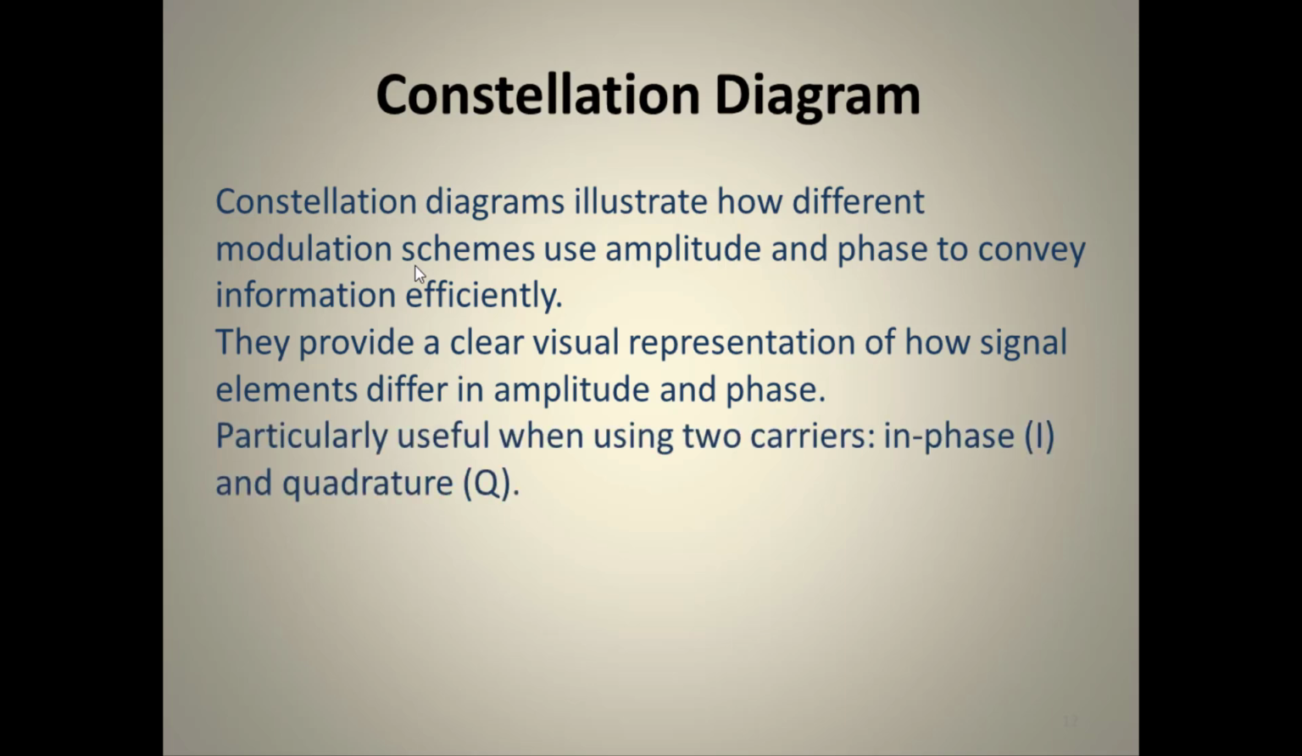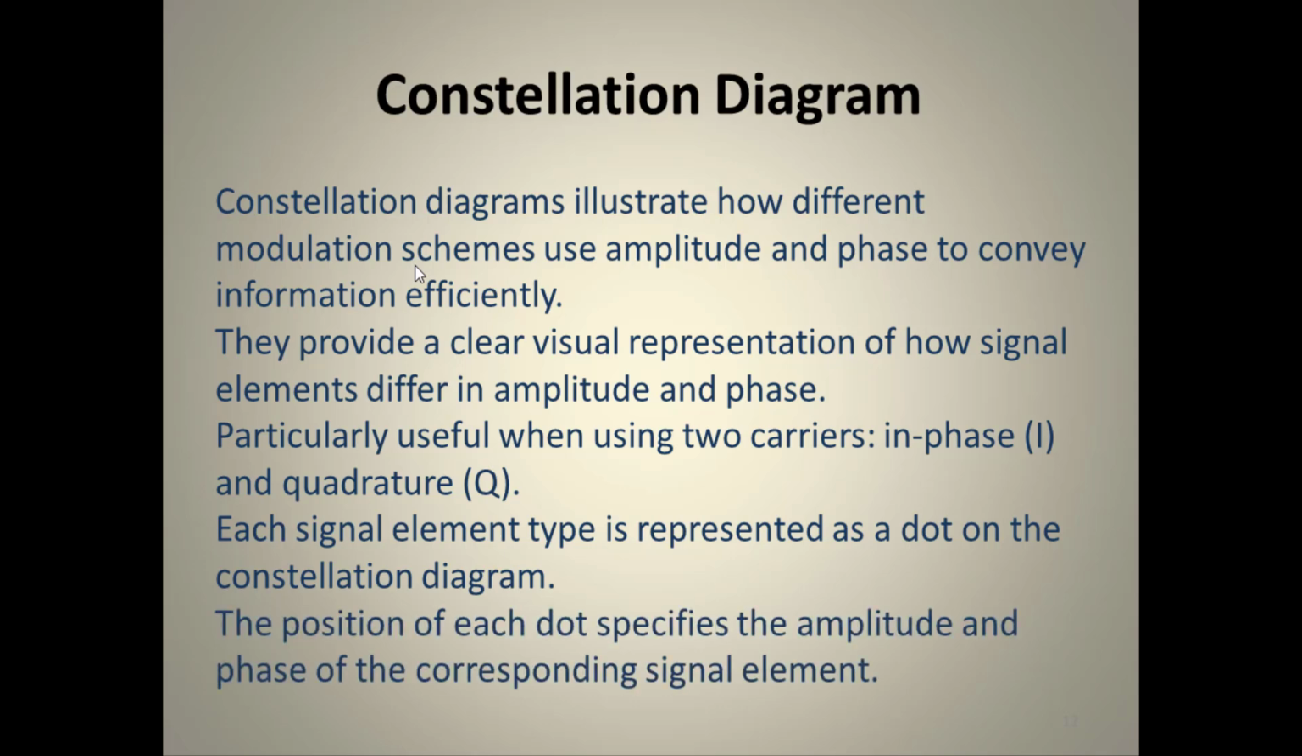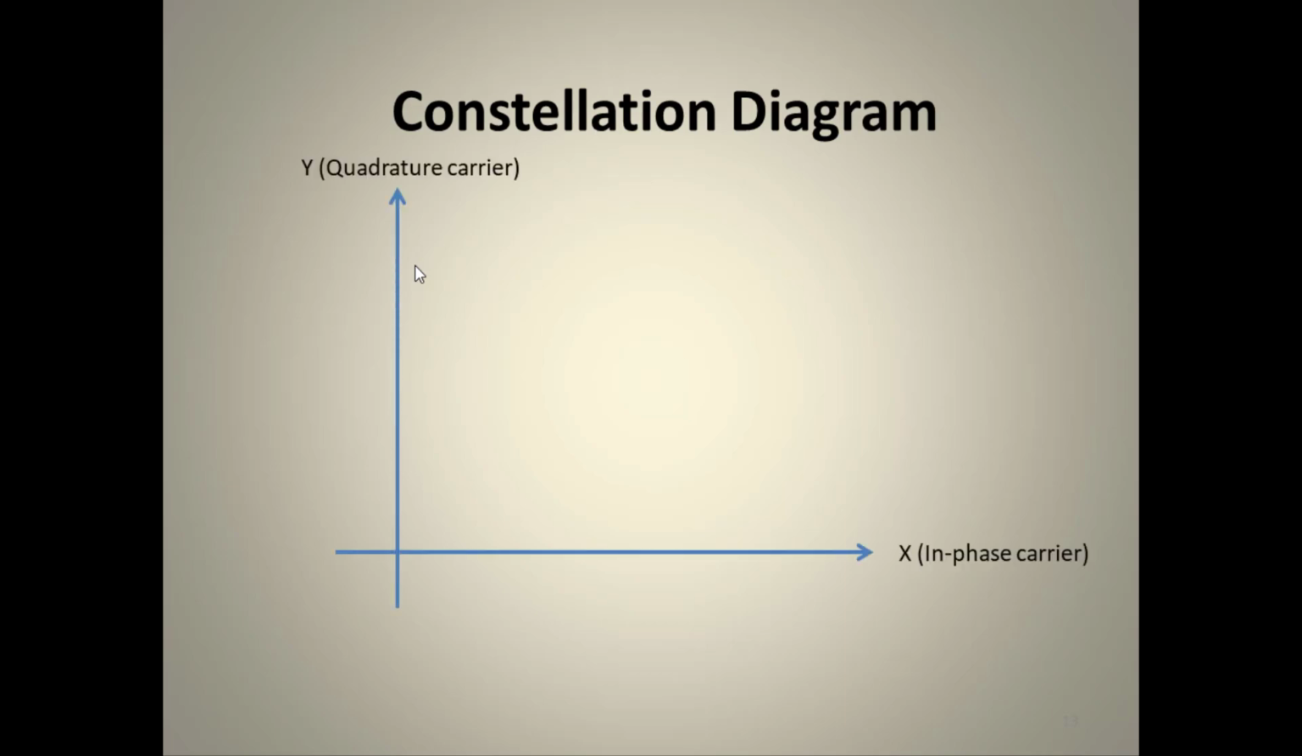They are particularly useful when we are using 2 carriers, one that is in phase and the other called the quadrature. Each signal element type is represented as a dot on the constellation diagram. Let us see this diagram. The position of each dot specifies the amplitude and the phase of that particular signal element. This is the constellation diagram we are talking about. On the x-axis we have the in-phase carrier, on the y-axis we have the quadrature carrier. This is one signal element, represented by this particular dot or circle.